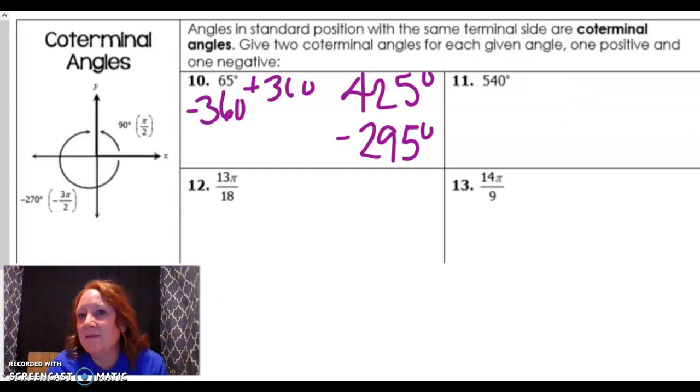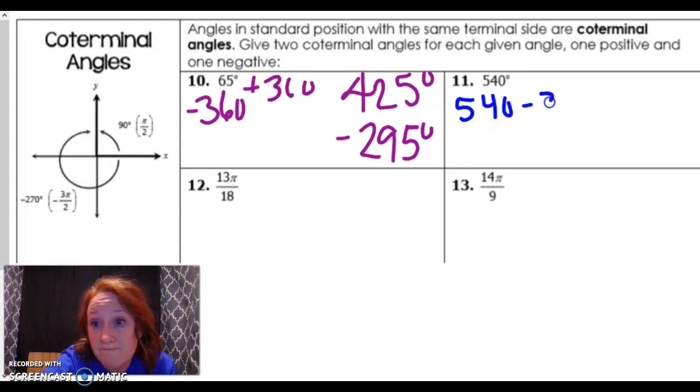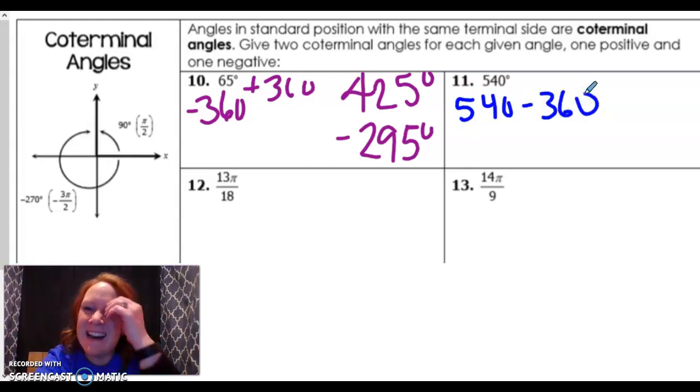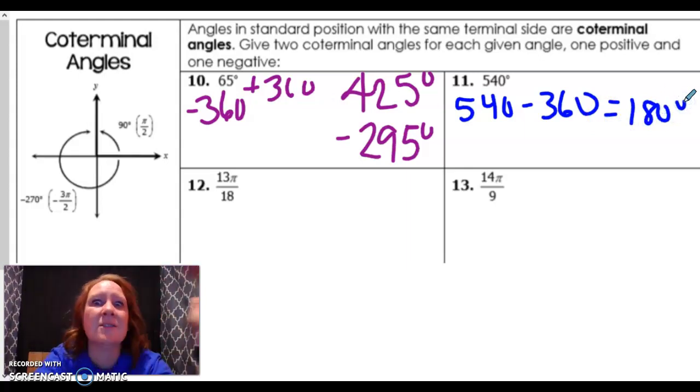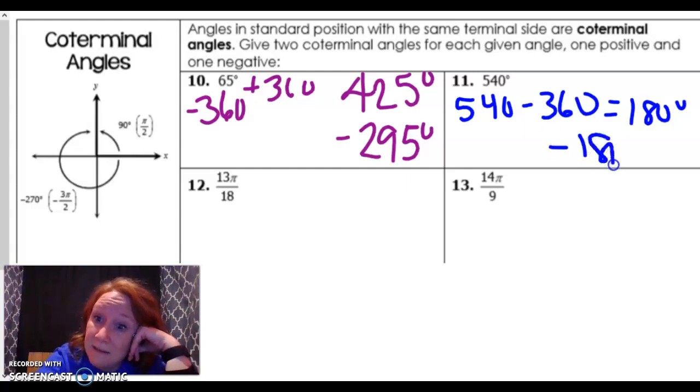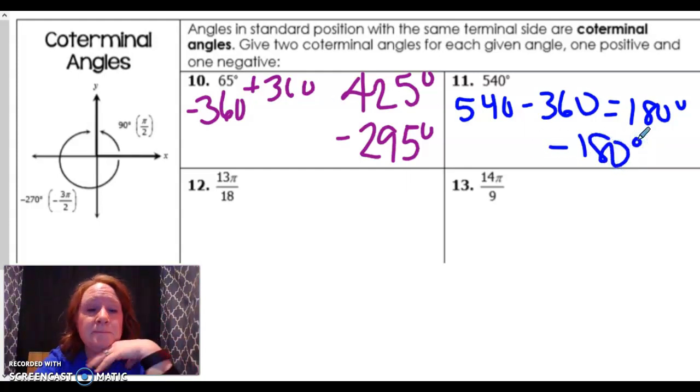All right, how about 540? It wants me to go one positive, one negative. So I could add 360, but if I subtracted 360, I would still be positive. So I'm just going to subtract 360, knowing that I could totally add and get 900, but I'm going to subtract and get 180. And then I could just subtract 360 again, and negative 180 would get me to the same place as well.